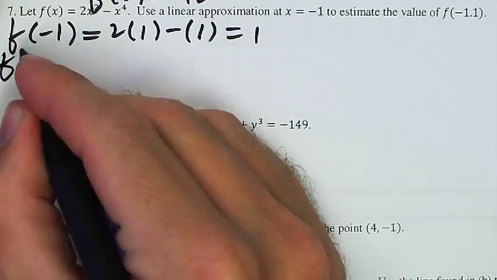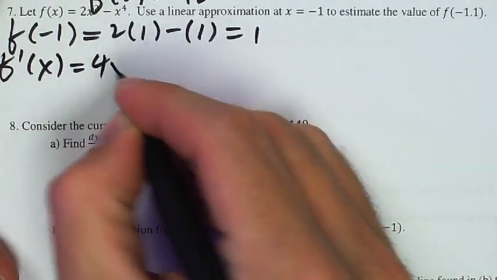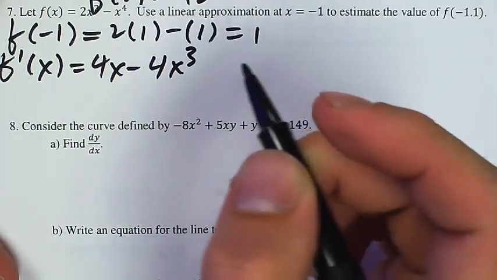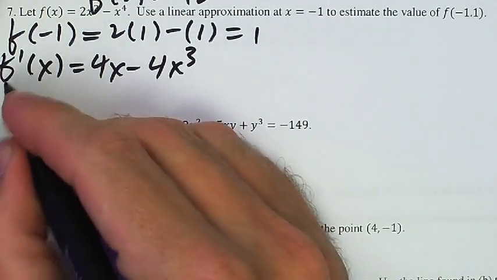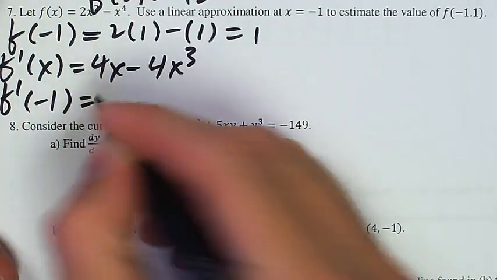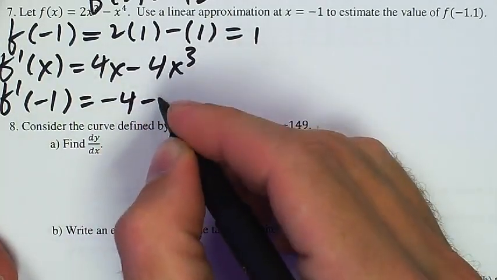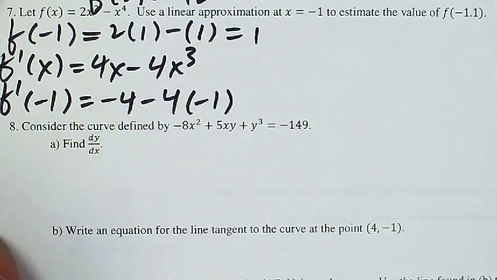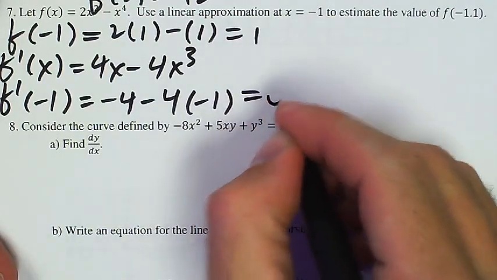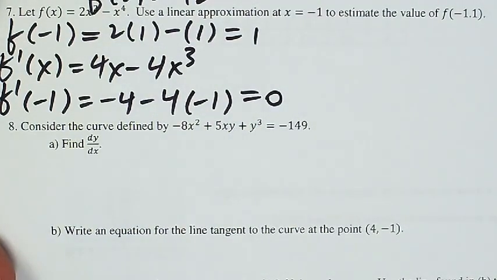Okay, the slope f prime of x equals 4x minus 4x to the 3. So f prime of negative 1 equals negative 4 minus 4 times negative 1. So negative 4 plus 4 is 0. It's the second time the linear approximation has been with a flat tangent.